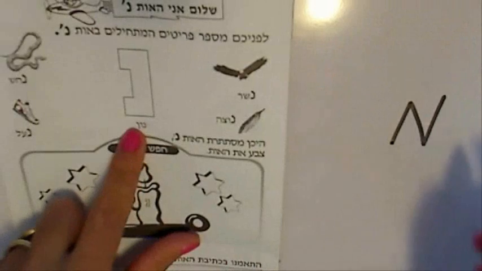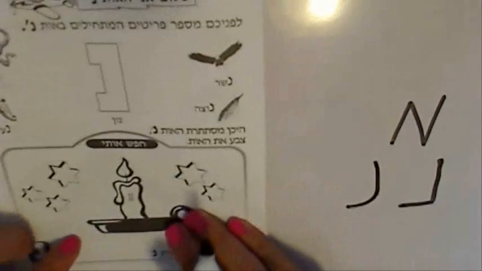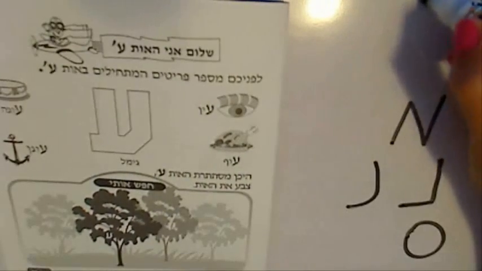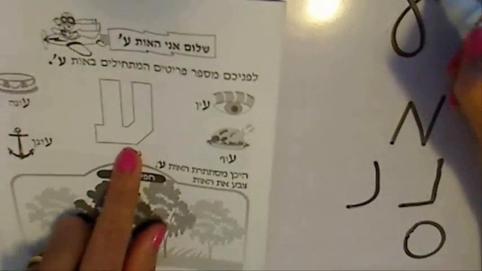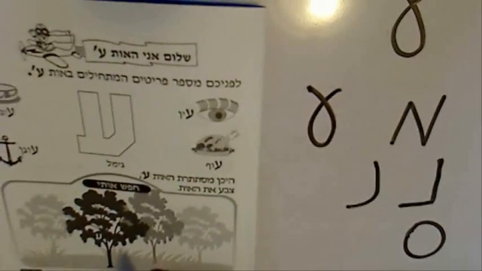And then I have the Noon. This is a Noon here, and it's similar, also the small letter, like this. And my Samech is just a circle. My Ayin is like this. Ayin. Oops, you don't see it, sorry. Here it is. Ayin. And Pei.